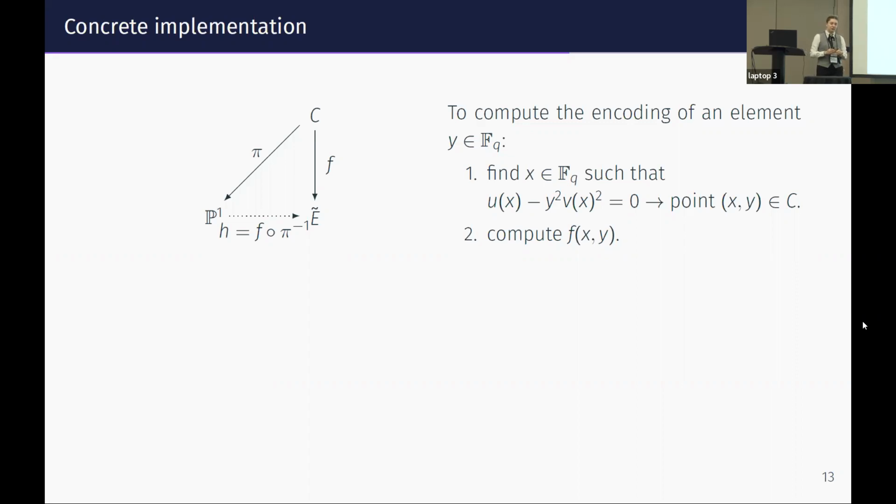The first one is to find the point of the curve C that corresponds to the input y, and this is equivalent to finding a root of the polynomial right here. And the second step, once we have the point of the curve C associated to the input y, is to evaluate the cover F on the point of the curve C. The second step is straightforward. If you remember the equation we have for F, it's really easy to do. So the difficult part here is the first step.